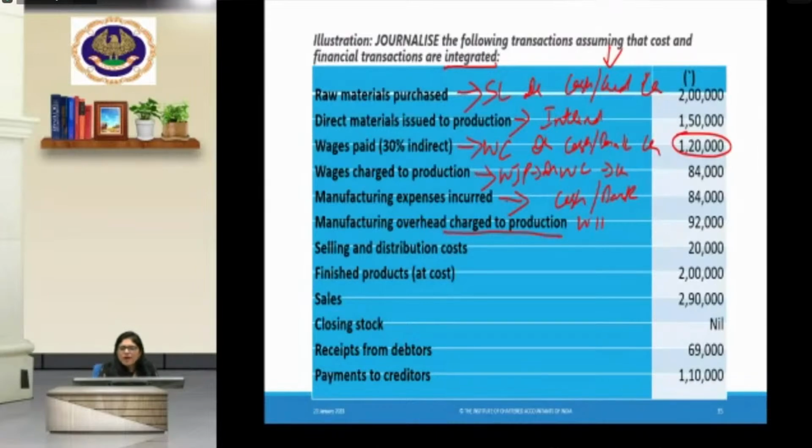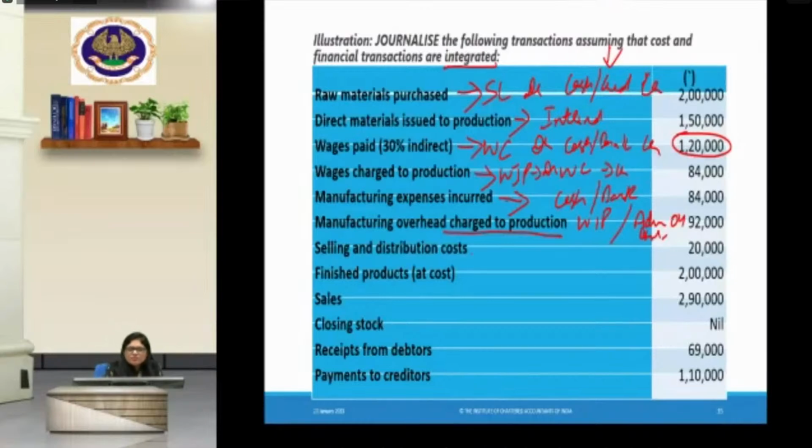So WIP debit to admin overhead or manufacturing overhead control account. Clear? This is the internal transfer. It's absorbed to production. That means manufacturing overhead is absorbed to WIP always.